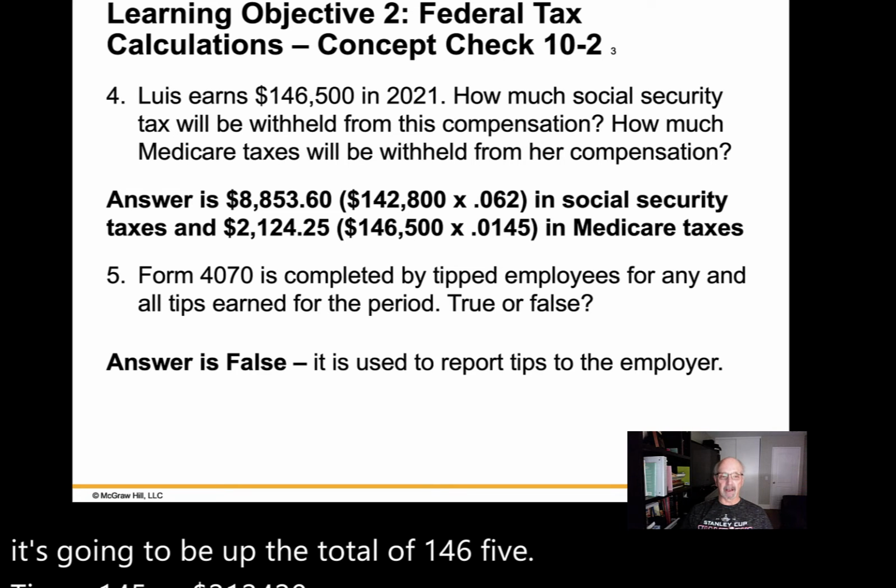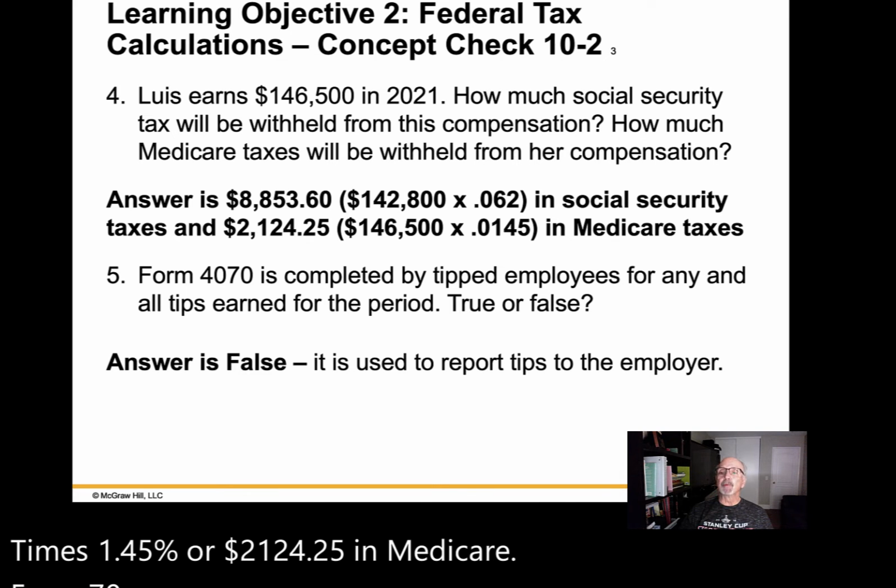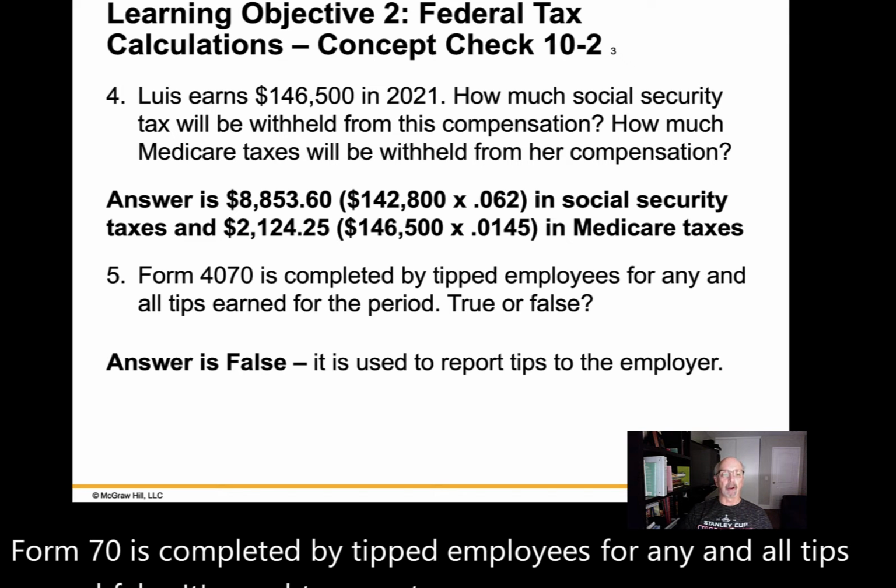$2,124.25 in Medicare. Form 4070 is completed by tipped employees for any and all tips earned. False. It's used to report tips to the employer.